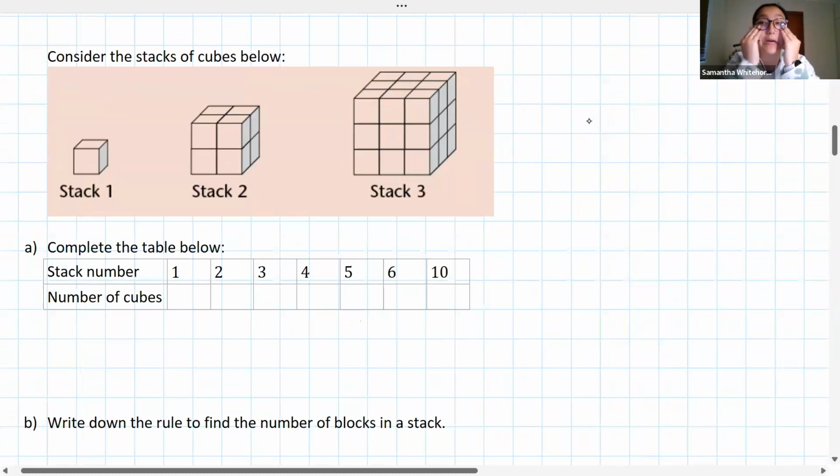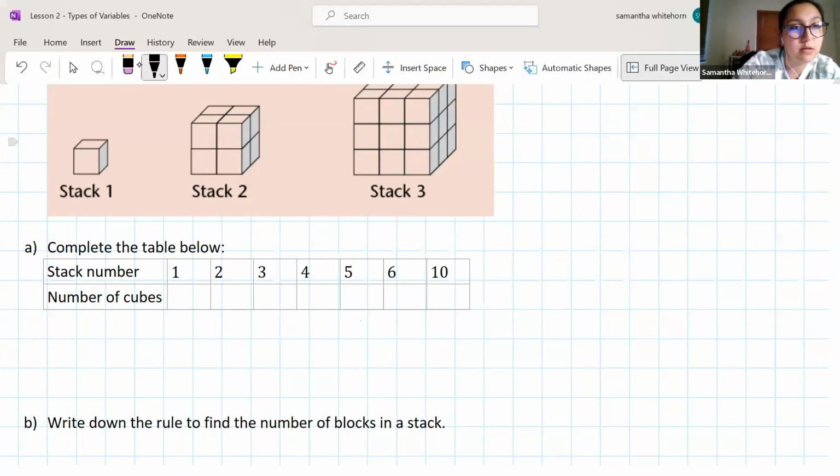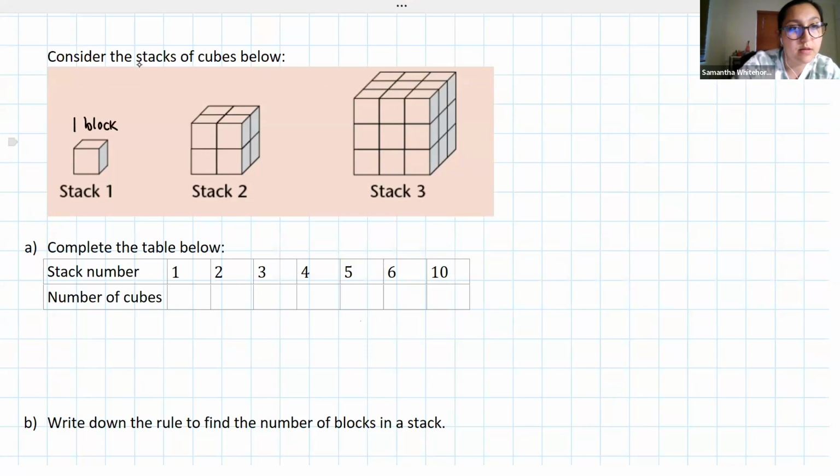So we've got a stack of cubes, and we've got the first stack, the second stack, the third stack. Now remember, guys, the first thing that we always do, don't even look at the questions. Look at the pictures or look at the pattern and decide what's happening. So in stack 1, I have 1 block. In stack 2, and be careful, this is a 3D image. So if we have a look here, this is 1 block, 2 blocks, 3 blocks.